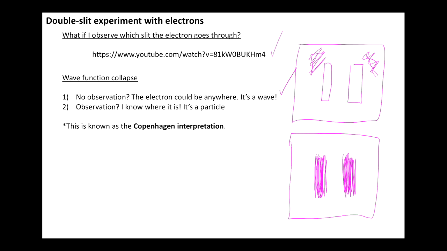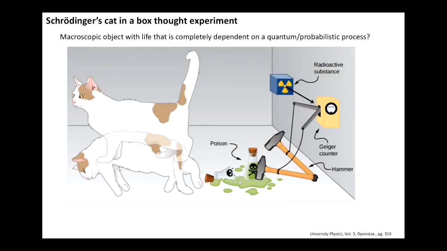If I do make the observation and I know exactly where it is, then the interpretation is that it's a particle. This is what's known as the Copenhagen interpretation of quantum mechanics, and it leads to a lot of weirdness. In fact, Schrödinger himself hated this whole idea and proposed this thing to fight against it, which is quite disturbing. I'm going to try to explain this, and that's how we're going to end today, and we'll finish up the last couple of slides on Monday.